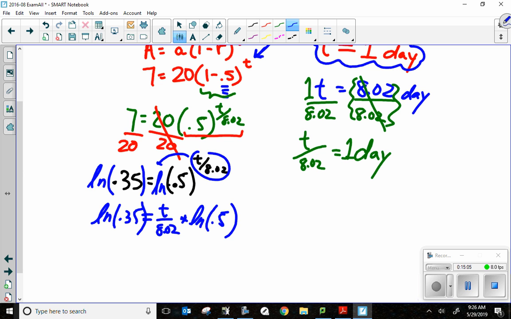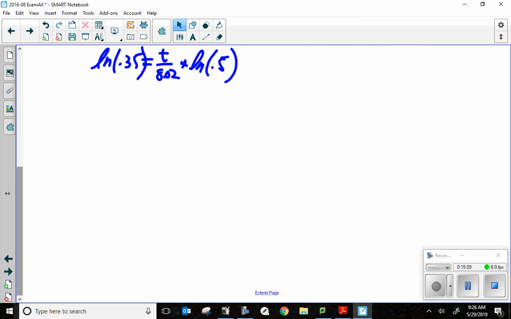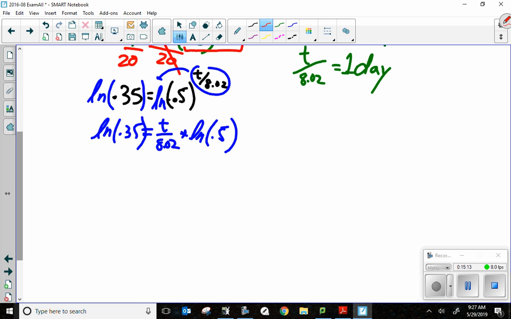Now we're just going to rip. We're just going to peel or rip away values away from that t until I solve for t. All right? The first thing I'm going to do is I'm going to divide this side by the ln of 0.5. Divide by the ln of 0.5. Please, the ln's do not cancel. Okay? They are like square roots.